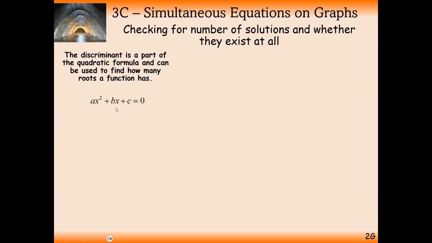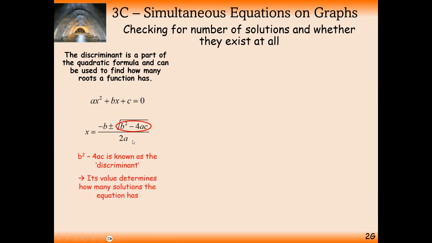We are going to go back to what we learned in a previous chapter about the discriminant. If you remember, in chapter 2, we looked at the quadratic formula and we said what's under the square root is known as the discriminant, isn't it? So we're going to have a more in-depth look at the discriminant.